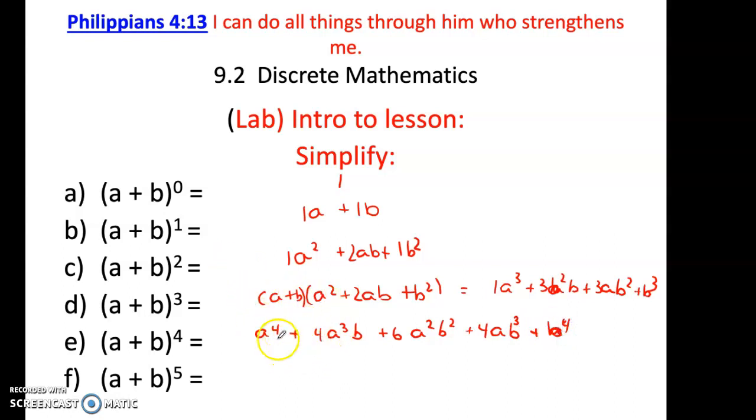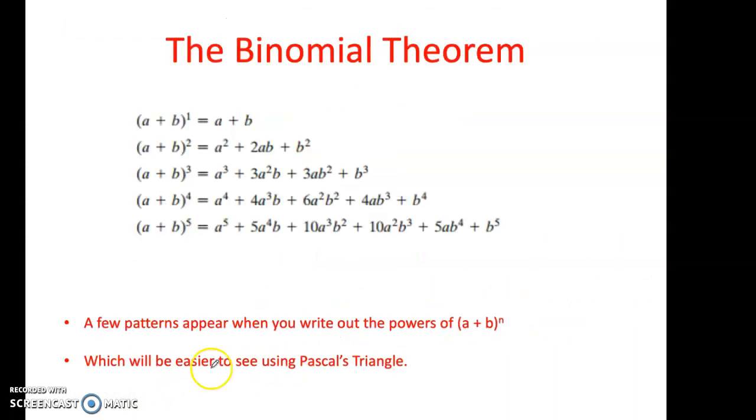And we're going to talk about how I came up with that so quickly and how to do this really quickly without having to multiply it out. That's going to be our goal for today. So the binomial theorem states that the number of terms that you have will always be one more than the exponent. You have one exponent, two terms, two exponent, three terms.